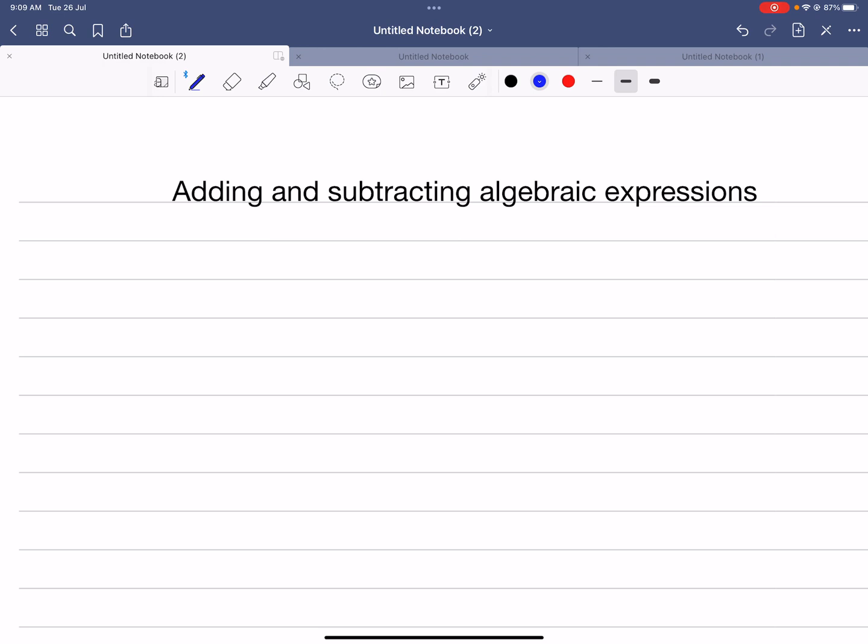طيب how can I add? So you have to make sure that you have the same variable raised to the same power. Let me remind you, if we have here something like 3x power 2 plus 4 plus 5x power 2 plus 7, for example. I think you have noted that we have here both of the 3x power 2 and 5x power 2. You can add up these terms together because they have the same variable raised to the same power.